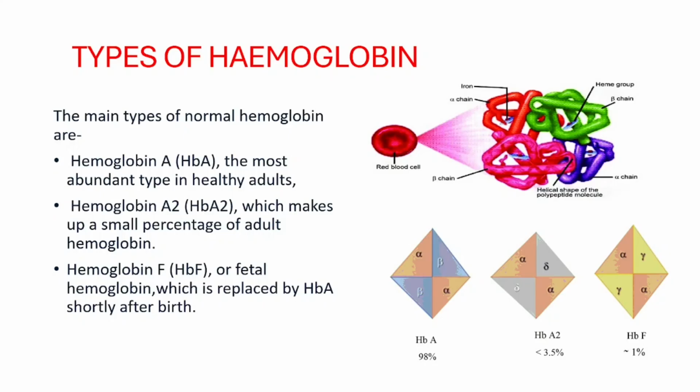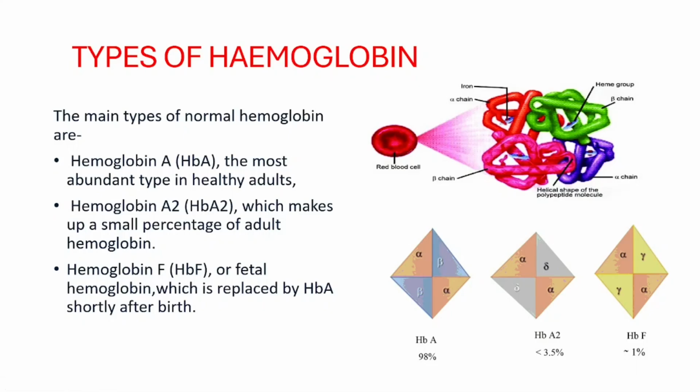HbA or HbA1, adult hemoglobin, is the main pilot. 98%. If we are telling the range, it is 95 to 98% or more than 95%. It depends. Then HbA2, it's the backup pilot. Less than 3.5% of adult hemoglobin. Then fetal hemoglobin, HbF, it's the baby's Uber, approximately 1%.